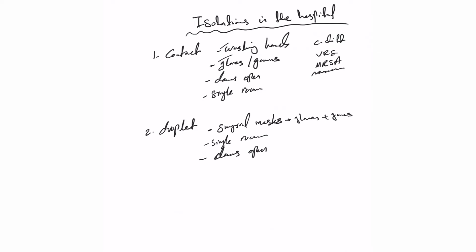If the patients leave the room here in the contact, they need to wear gowns, of course, as well. Here, if they leave the room, they need gowns and surgical masks. And big examples here are the flu and influenza. So that's the droplet.